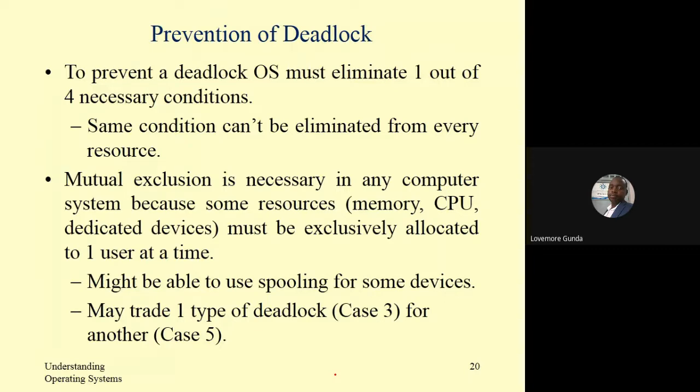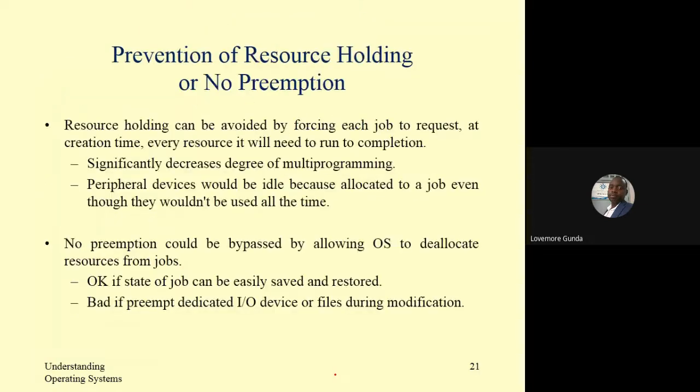So you might be able to use spooling for some devices, and you might trade one type of deadlock for another case. So in other words, when one deadlock occurs, you might switch between the deadlock situations and see which one the system can quickly recover from, right? One can prevent resource holding or no preemption.